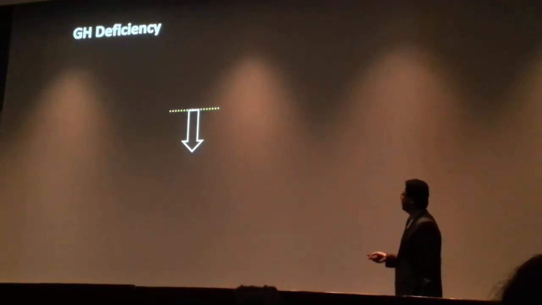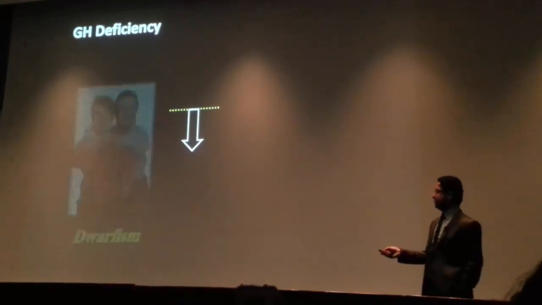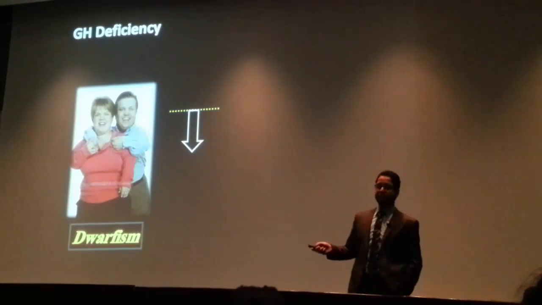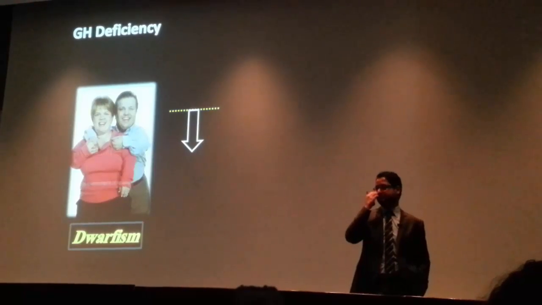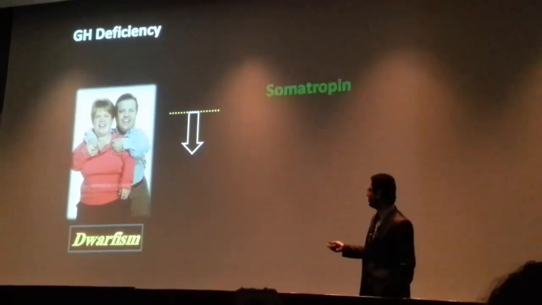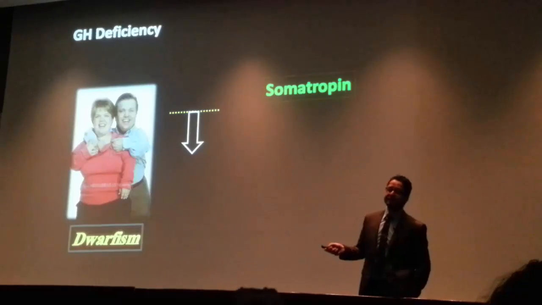As a summary, in the growth hormone deficiency conditions, like in pituitary dwarfism, what would you use? Somatropin. Okay. What else?